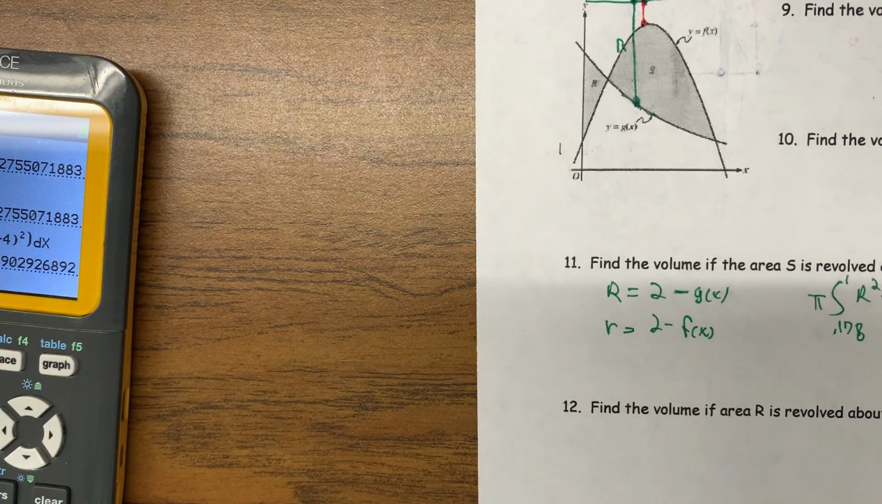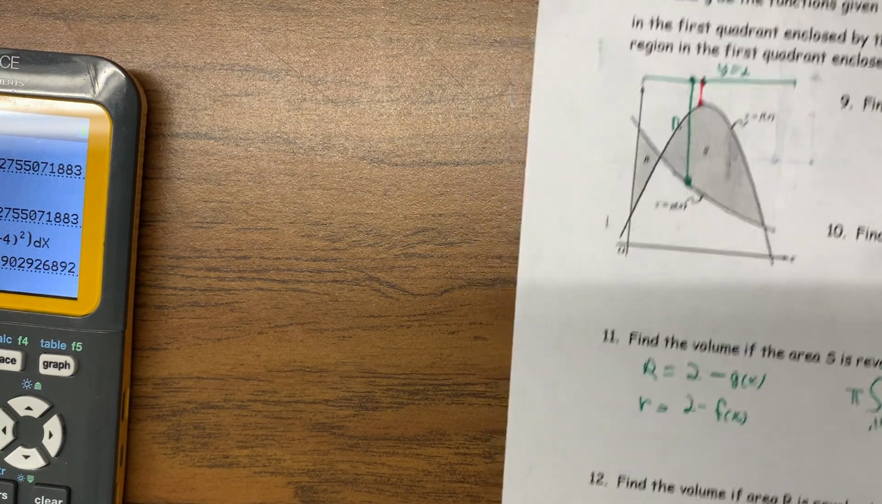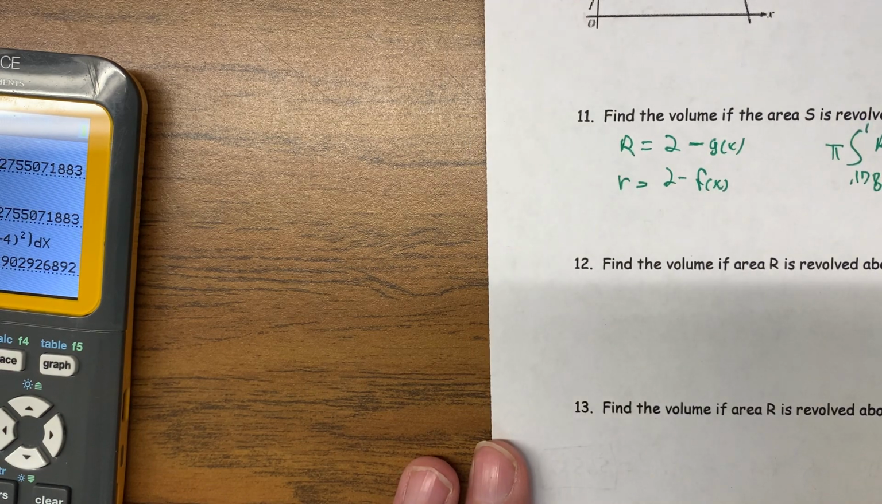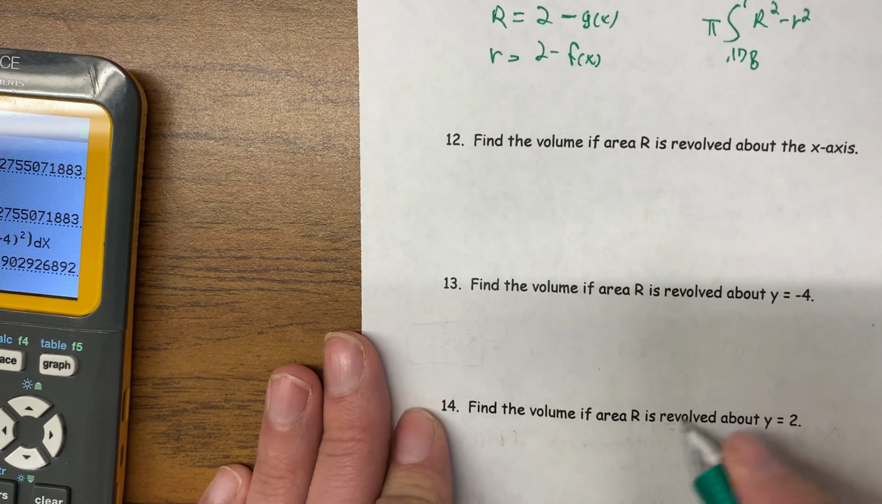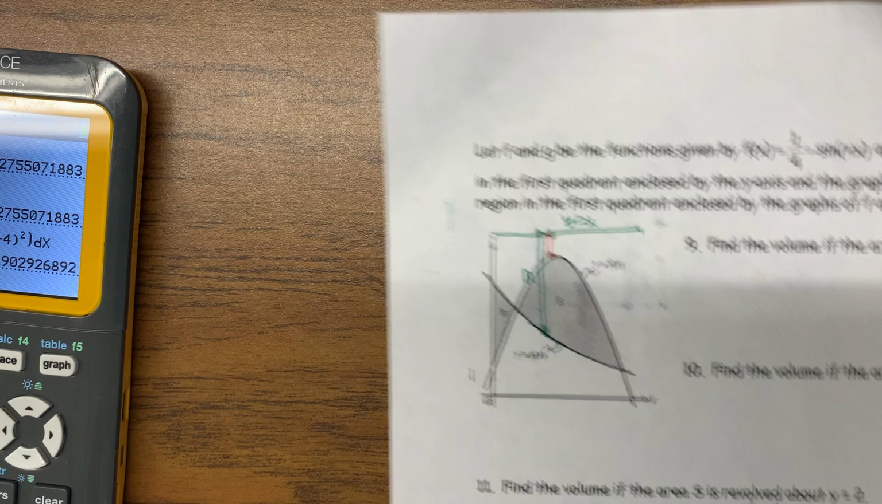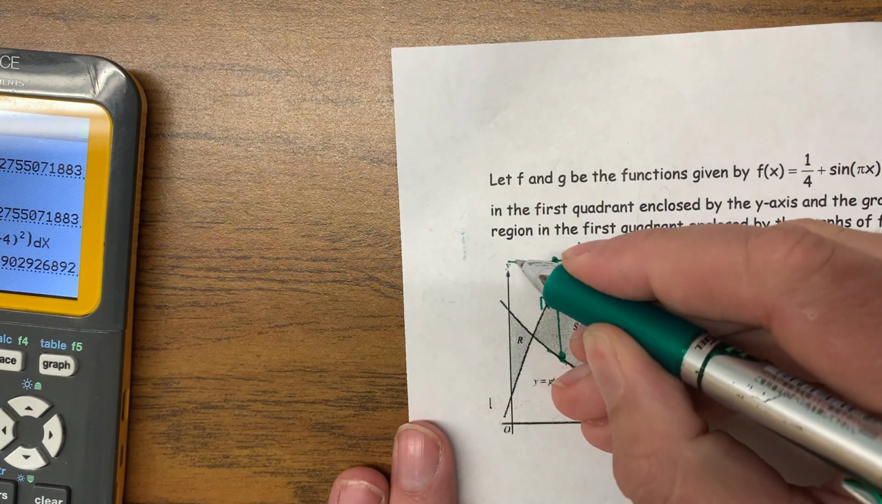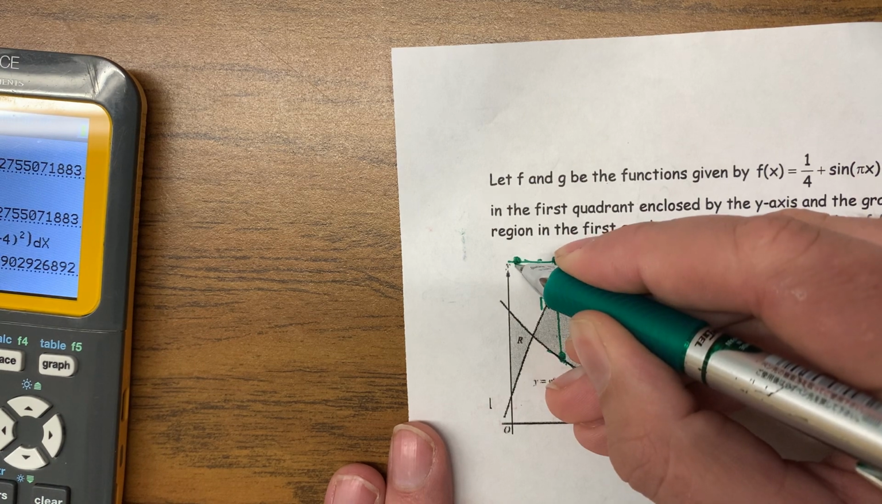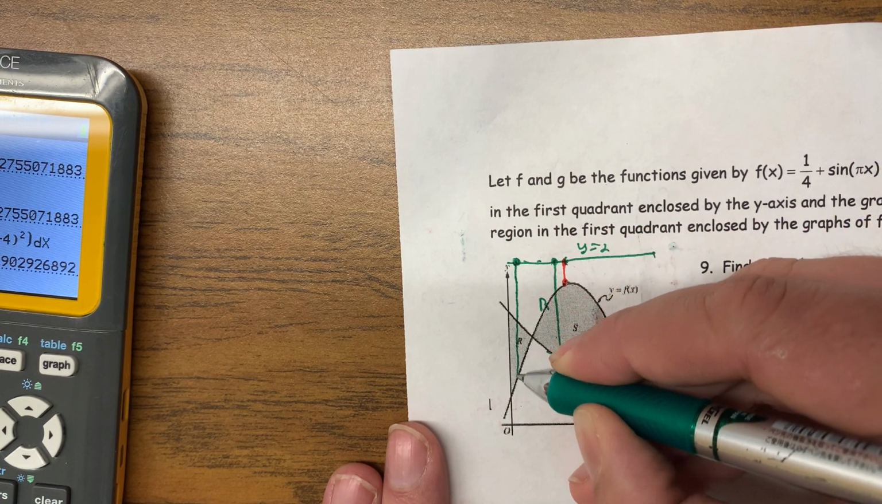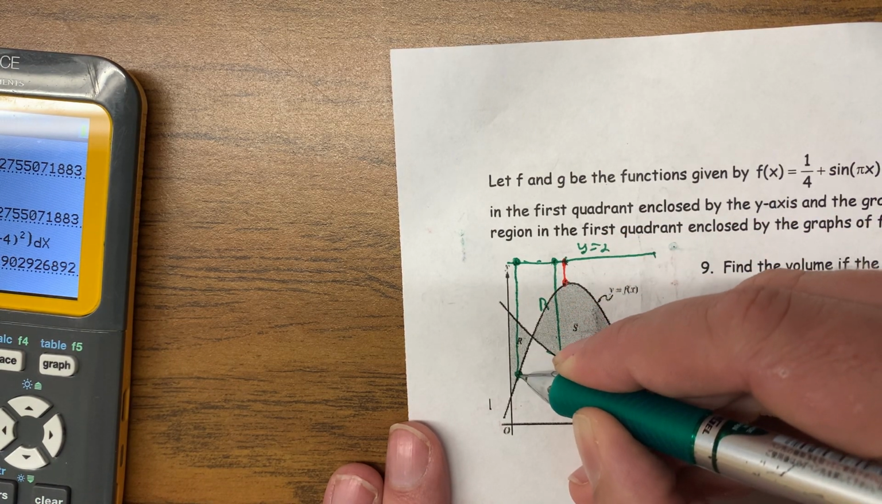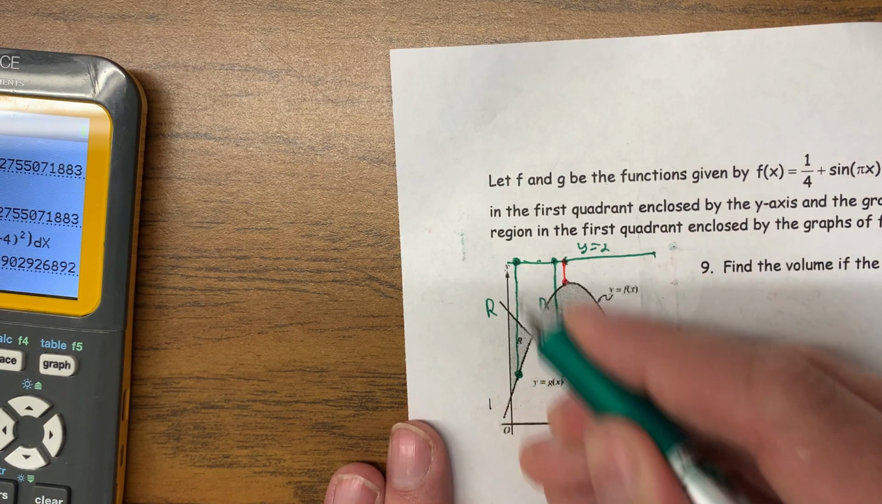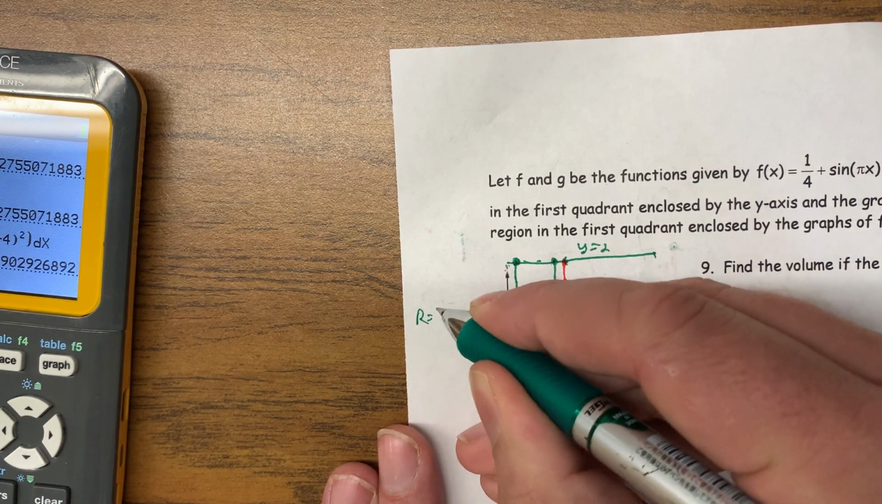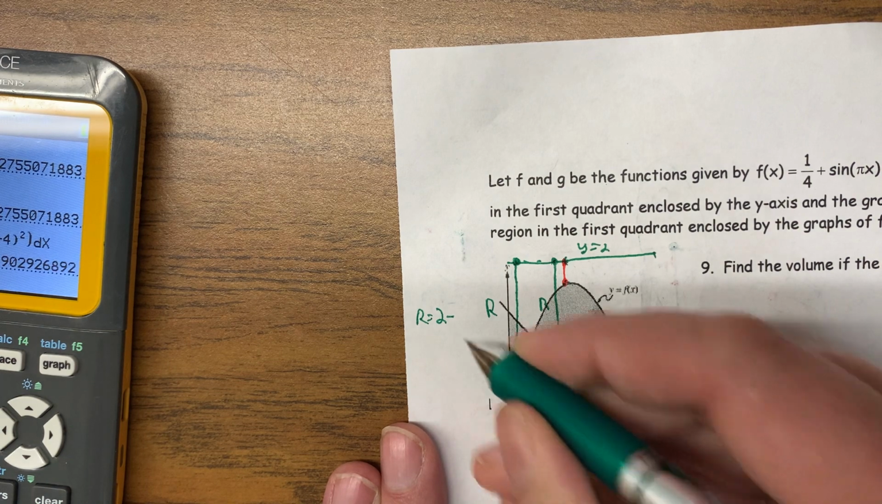And lastly, what if R is revolved around y equals 2? So y equals 2, you guys can't see this. Find the volume if R is revolved around y equals 2. And again, y equals 2 is up here. So this is where the axis of rotation will be. And so the big radius will be all the way to the very edge of the shaded region. This is big R. And it's top minus bottom. So R equals 2 minus f of x.